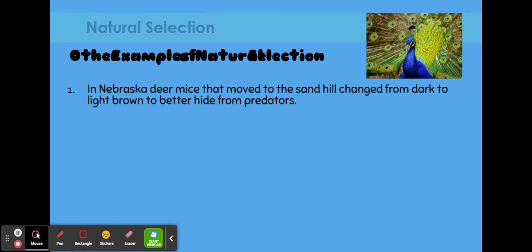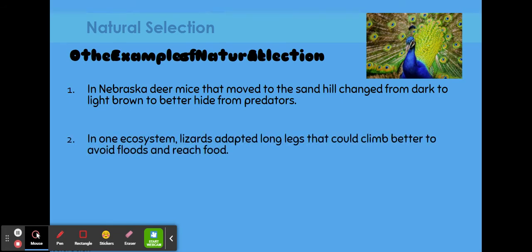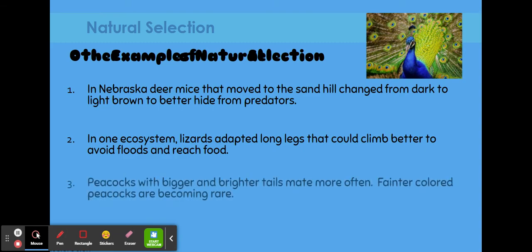Other examples of natural selection. In Nebraska, deer mice that moved to sandhill changed from dark to light brown to better hide from predators. In one ecosystem, lizards adopted long legs that can climb better to avoid floods and reach food. And peacocks with bigger and brighter tails mate more often. Fainter colored peacocks are becoming rare.